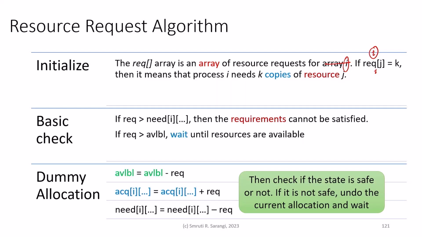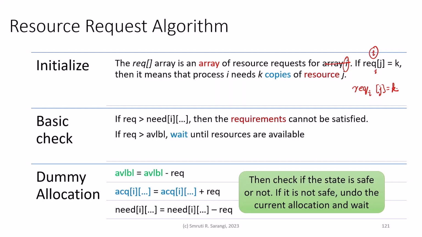So req is technically a matrix, but in this case, we are thinking of it as one row of that matrix, where we are saying that this is for a certain process. So it is k copies of resource j. Broadly speaking, that is what I want, that is my requirement.